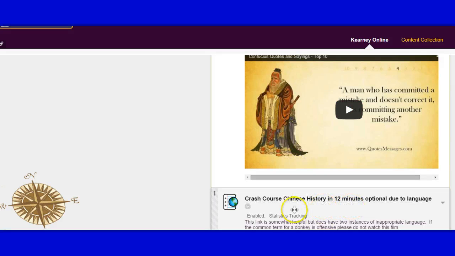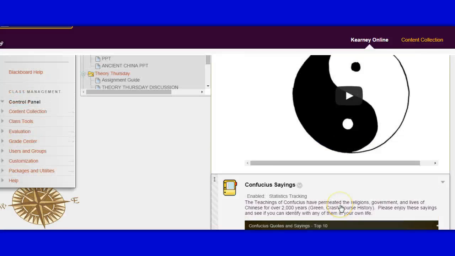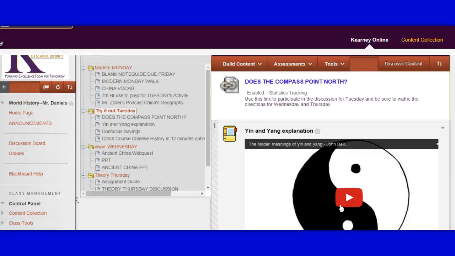Finally, there's an optional video that you'd have to watch on your own at home. It's 12 minutes of optional, and it says due to language. The language is not bad here. It's just the use of the common term for a donkey twice in the presentation. So John Green does a good job here. Just want to make sure that you're clear that if you do open this, you will hear the common term for donkey. So if that's not something you're interested in, don't feel pressured, and don't worry about that.